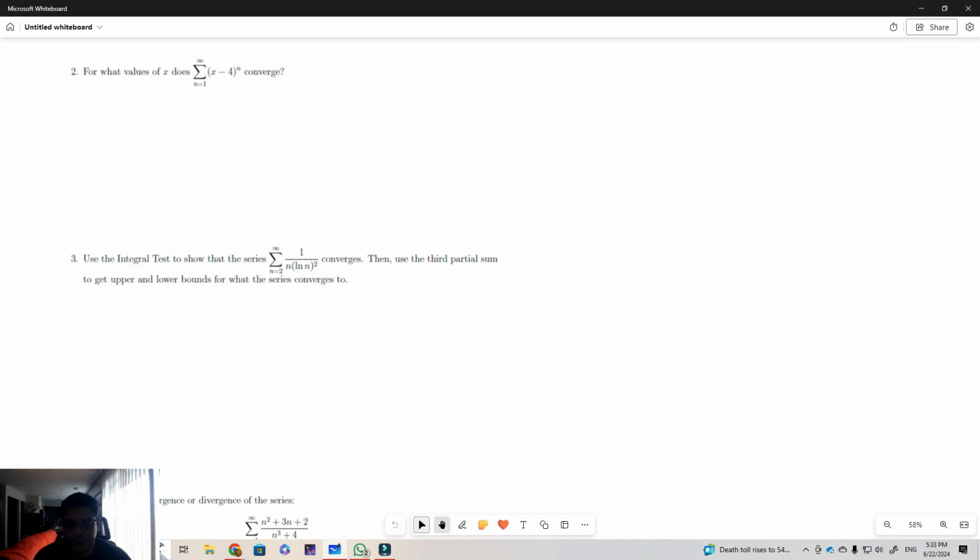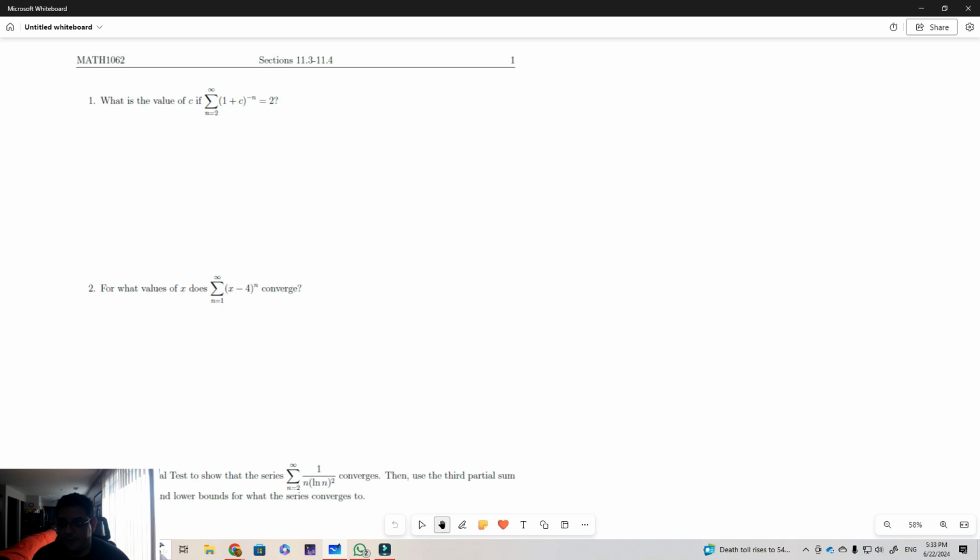Question number one asks: what is the value of c so that the sum from n equals 2 to infinity of (1 plus c) to the minus n is equal to 2? We have information about what happens with a geometric series: the series for n equals 0 to infinity of a r to the n is a times (1 minus r to the n) over 1 minus r. If we can relate this to that, we'll be able to produce the same result.